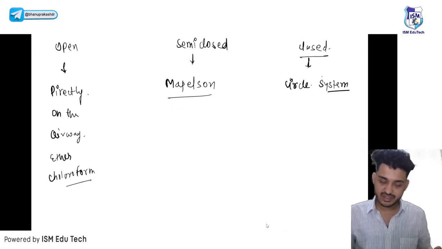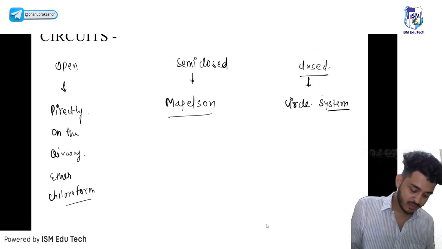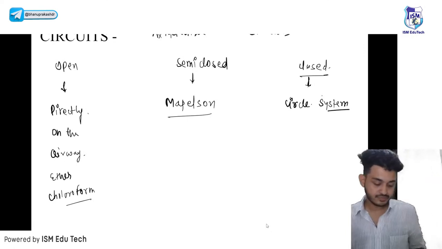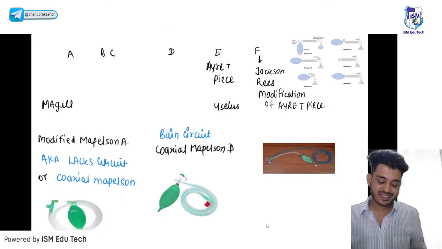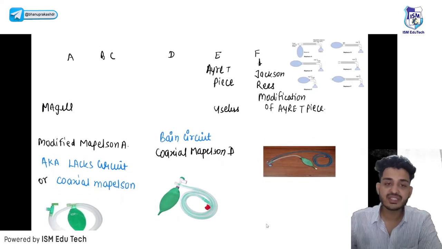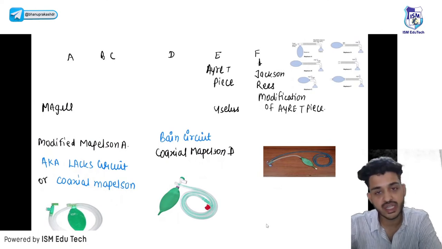The function of circuits will be connection of the anesthesia machine to tubes, right? Or to patients, right? Okay, so we have semi-closed circuits. These are known as Mapleson circuits. We have Mapleson A, B, C, D, E, and F.